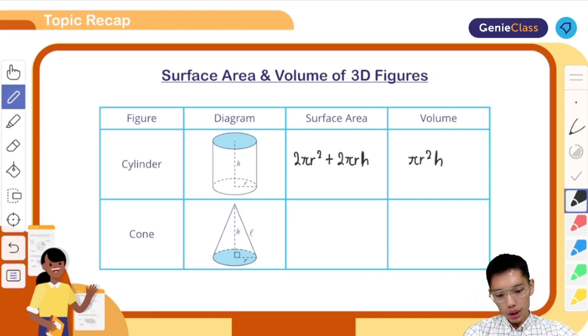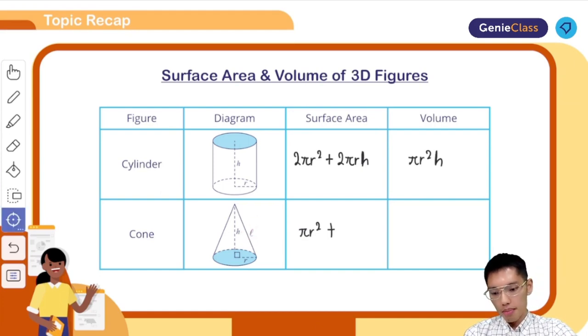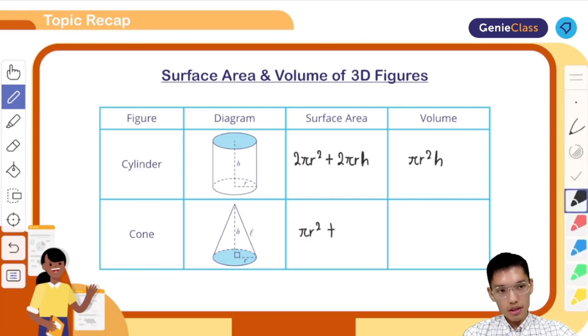First up, we do have our circle. But how do we find the curved surface area of a cone? Pi r squared plus. There is a reason why this specific letter is here. Pi r. Very good, Denise. Following up nicely, I have pi r l.